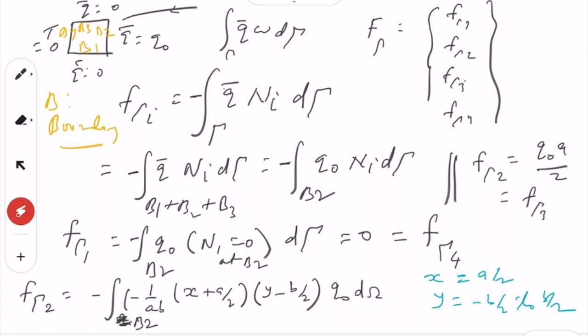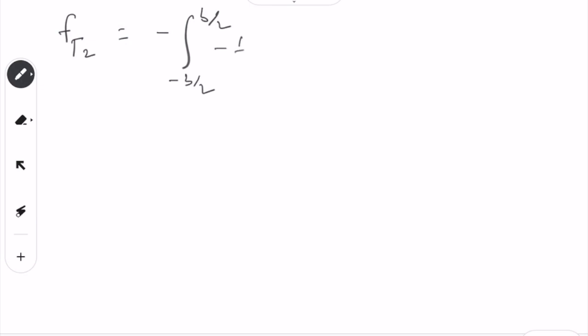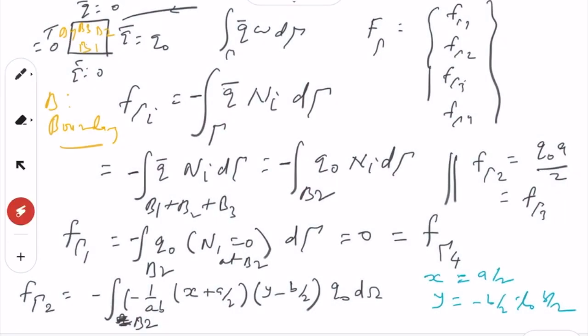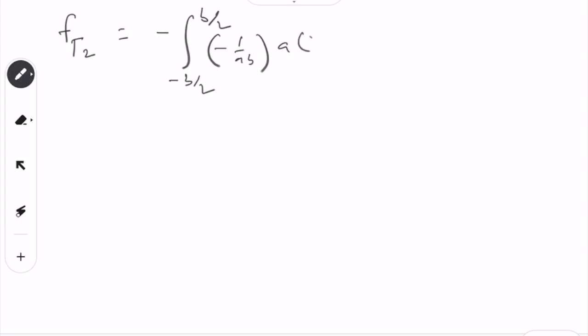Okay, so minus 1 over ab, minus 1 over ab, and then we have a. Since we have added for the whole thing over the b2, we have a over 2, so we have a, then y minus b over 2 varying, so y minus b over 2 which is varying dy, and this is going from here to, and then we will have q naught here, and then dy. Done.